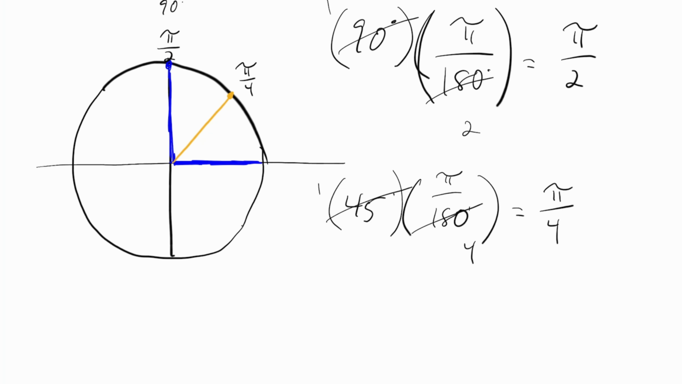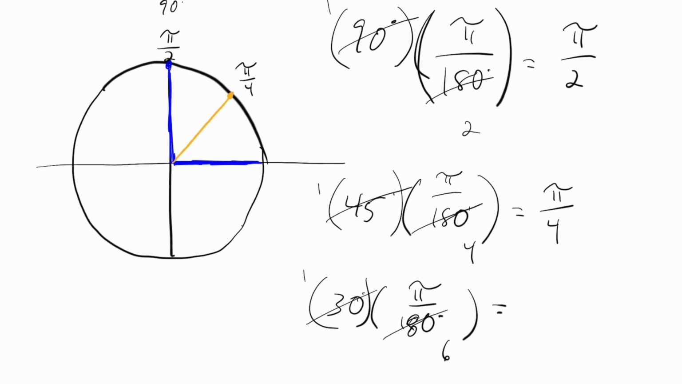Great. Let's do the same thing with a 30-degree angle. Multiplying 30 by pi over 180. If we reduce or cross cancel, 30 becomes 1 and 180 becomes 6. So 30 degrees is the equivalent of pi over 6. I'll just go ahead and draw that right here, and we'll say that that is pi over 6 radians.